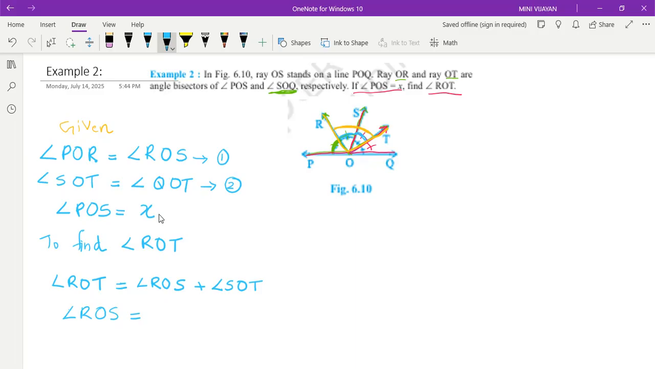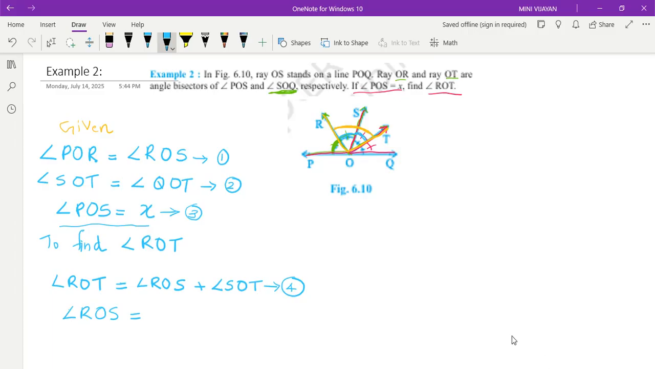From the given three conditions, I can mark this as the third condition. I'll mark this as the fourth condition which we wrote. So from the given 1, 2 and 3, from the given three conditions, can you tell me what is the measure of ROS? ROS is related to this POS, right? How is it related?